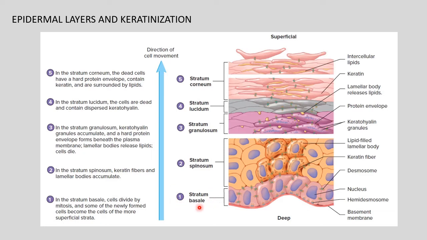This is also called your stratum germinativum, which is made up of a single layer of cuboidal cells. So you see, its cells look cube-like. It's one layer of cuboidal cells, but it can also be columnar cells. And at this layer, your stratum basale is anchored to the basement membrane. The dark portion you see underneath is your basement membrane.